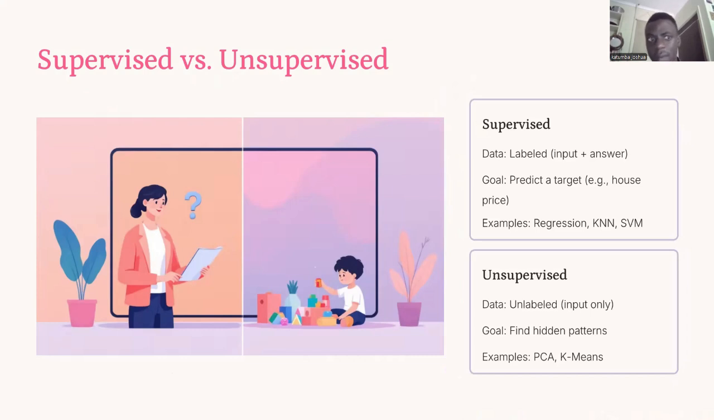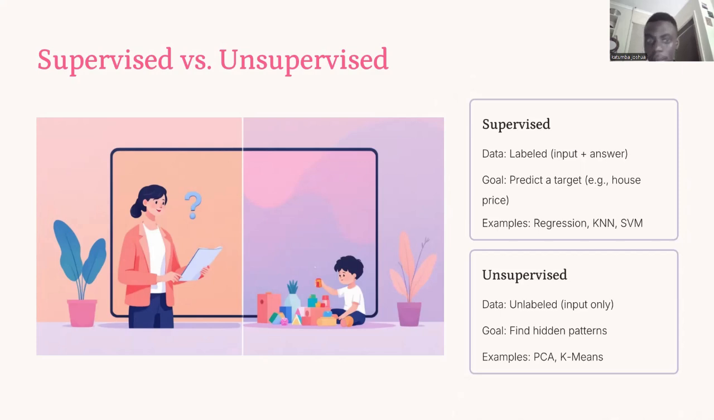Now, I recently covered the supervised learning and unsupervised learning models, but here I'm also going to go through them. So we say supervised learning. Here we deal with data that is labeled, and the goal is to predict a target. Then examples, we have regression, we have k-nearest neighbors, we have SVM, that is next slides. And we also have unsupervised learning, where we deal with unlabeled data. So we only take the input only, and the model keeps learning patterns that are hidden within that data. So we have PCA, that is principal component analysis.